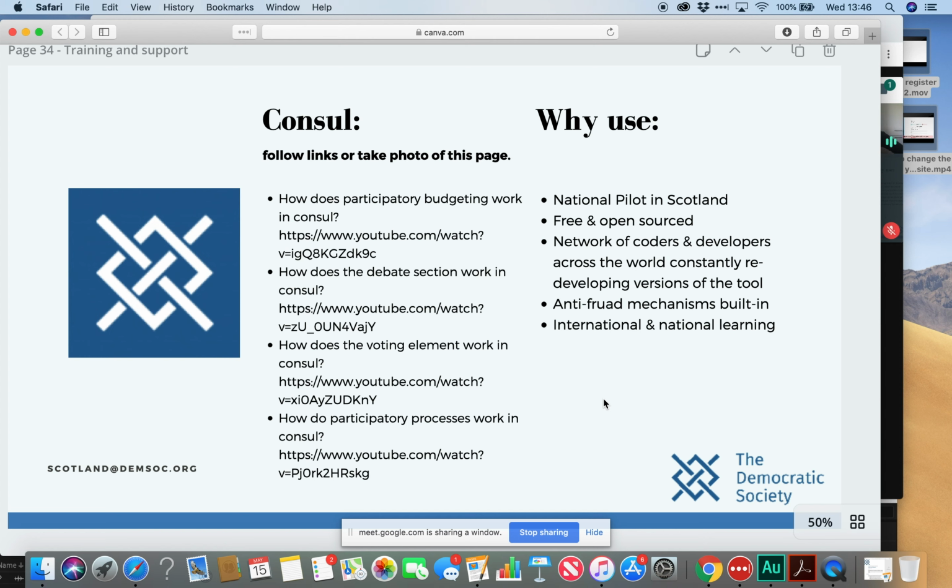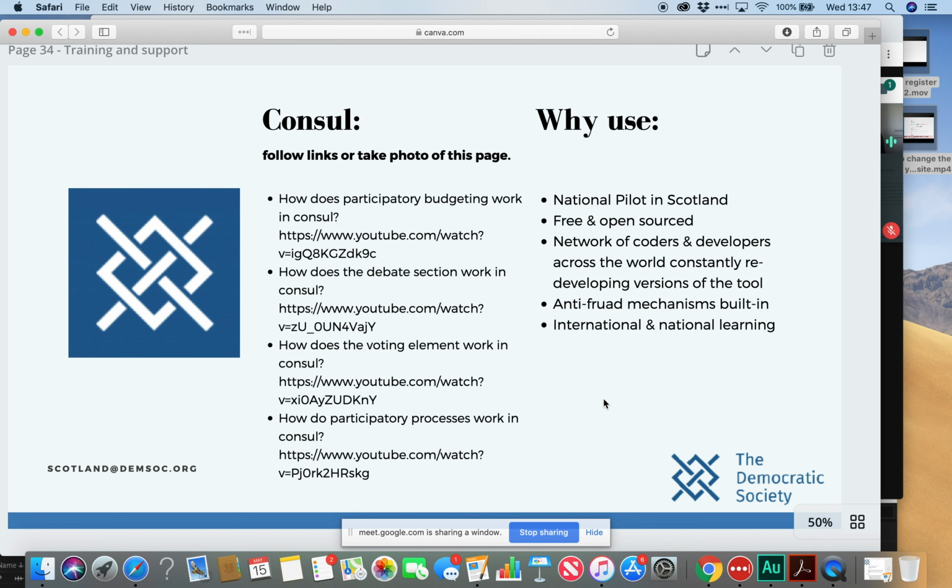There is a network of coders and developers across the world constantly redeveloping versions of the tool, so it's constantly being made better, and flaws are being reconfigured. They've got anti-fraud mechanisms built in, and there's lots of international and national learning on it. There's a couple of links that explain the different functions of Consul a little bit better, because I'm not going to go through it in detail in this webinar.